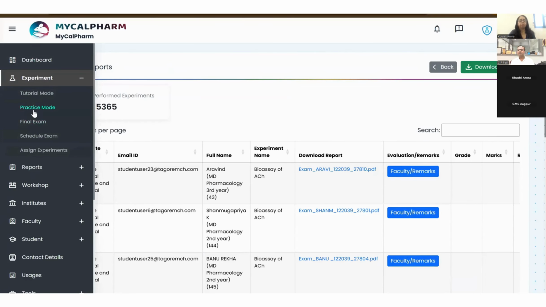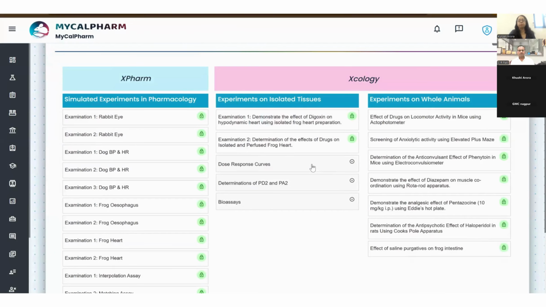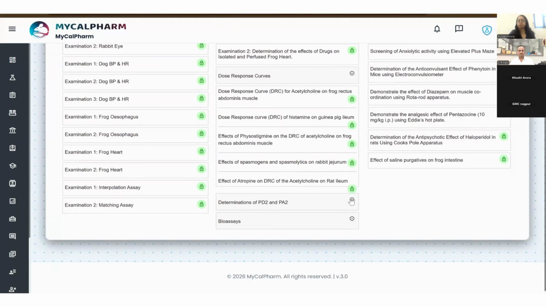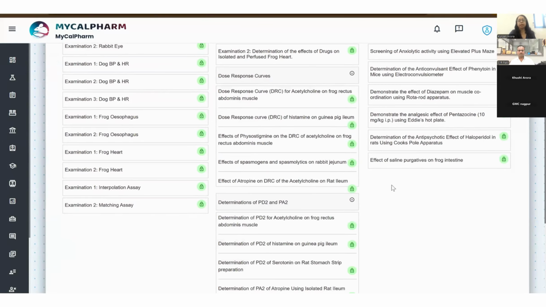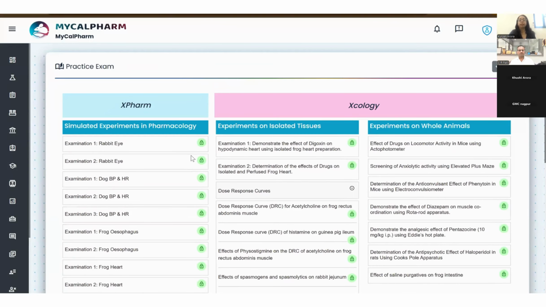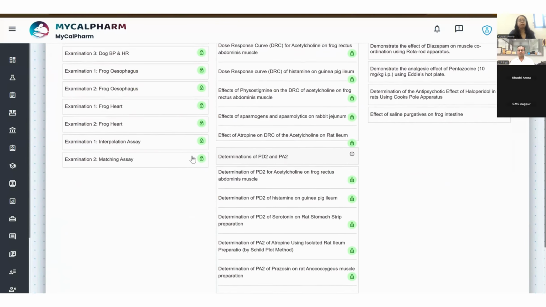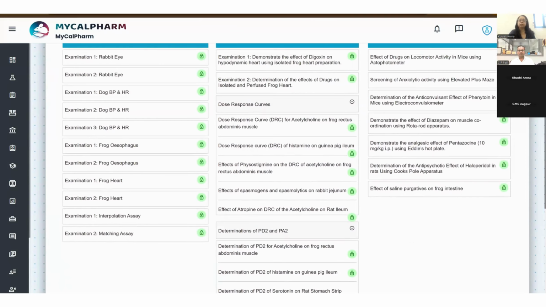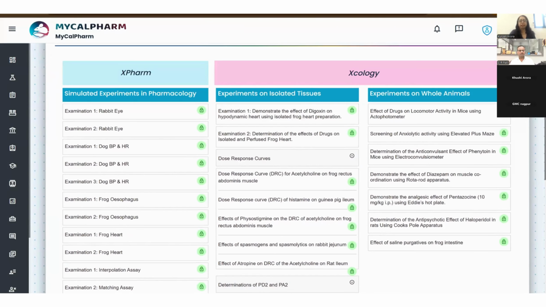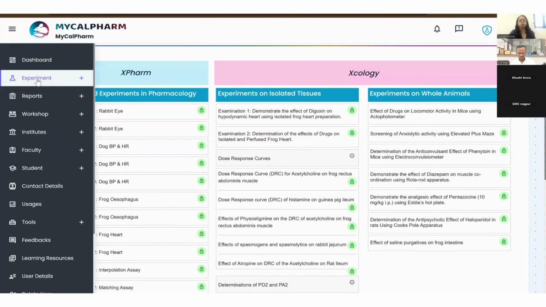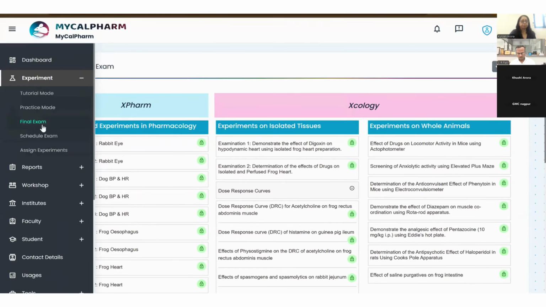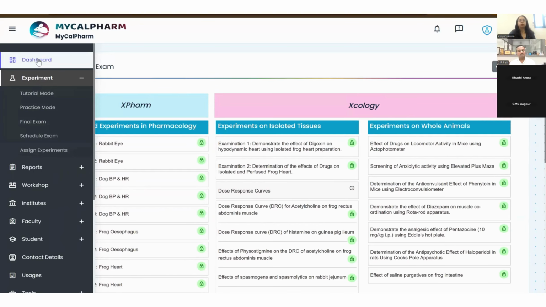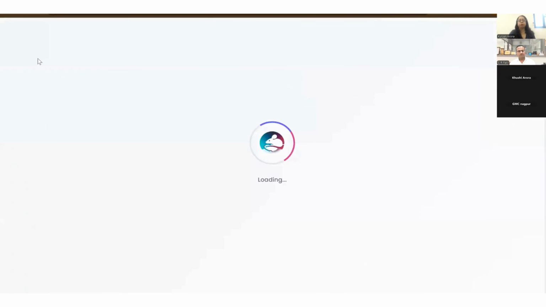In the practice exam, all the experiments, all the examinations are open to all the students. They can just access it anytime, and while accessing, they can perform any examination, whatever they like, because this is the practice exam for the self-evaluation. When the faculty will be scheduling exam, then they have to go to the final exam. So this was just the overview of MyCalPharm.